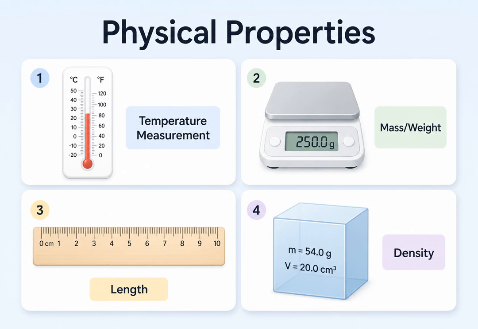Physical properties are characteristics of matter that can be observed or measured without changing the identity of the substance itself. These include properties like color, shape, size, density, melting point, and boiling point. Unlike chemical properties, which describe how a substance reacts or transforms, physical properties describe what we can directly see or measure. For example, we can measure the mass of an object, determine its volume, or observe its color, all without altering what the substance fundamentally is. Understanding physical properties helps us identify materials, predict their behavior, and select them for specific applications.